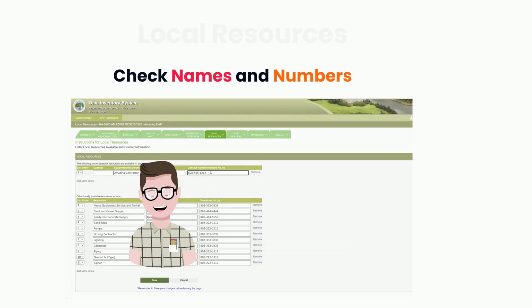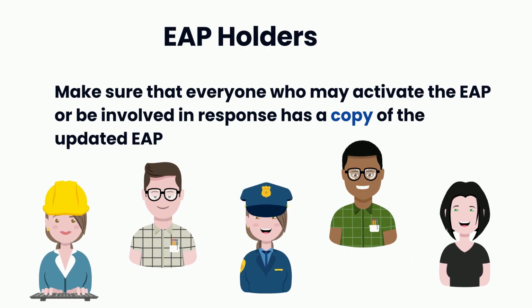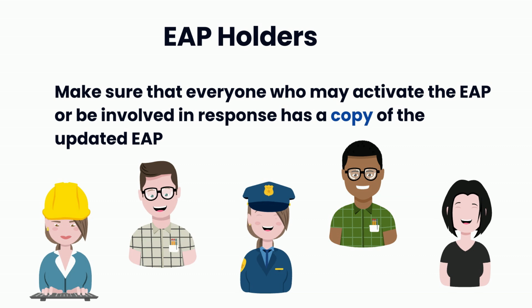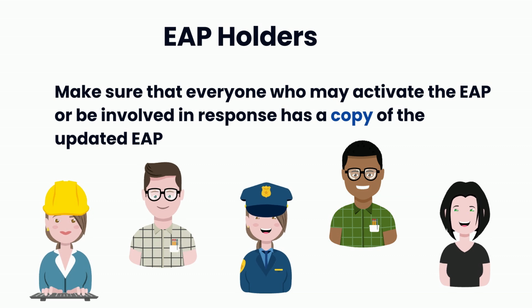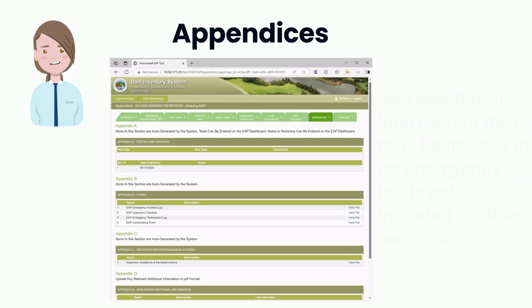Check names and numbers. Make sure that everyone who may activate the EAP or be involved in response has a copy of the updated EAP. Add additional information that may be needed in an emergency, but is not included in other sections.